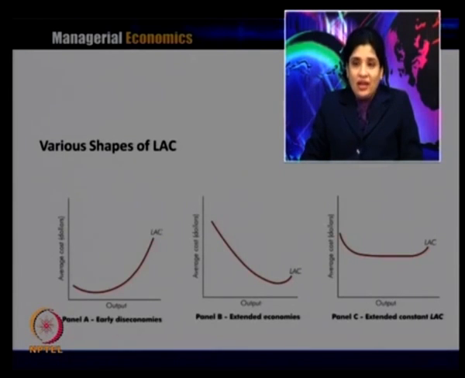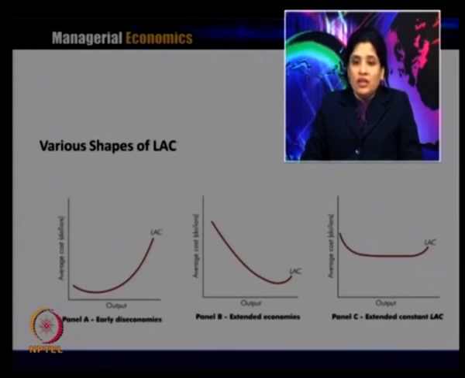In the general trend, the cost initially decreases, but in the case of early diseconomies what has happened is that the cost of production has stopped decreasing much before the optimal point or much before the minimum point.